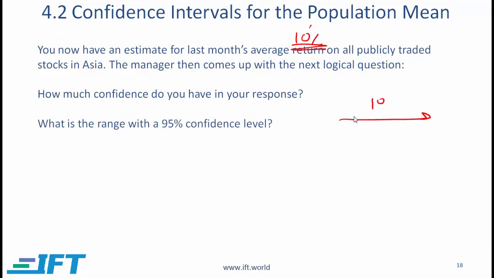That range would be around 10%. But to make things a little more concrete, you are told that you need to identify the range with 95% confidence.